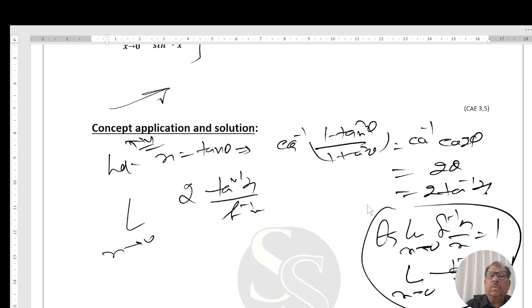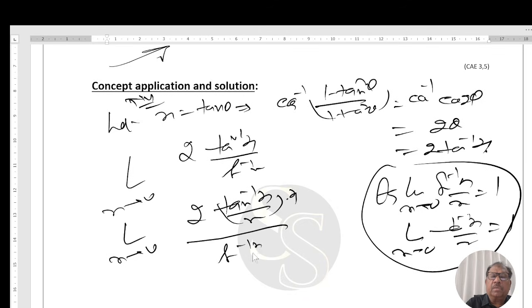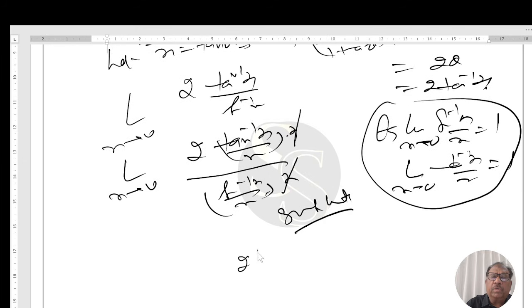Using this concept, we get limit x tends to 0, twice (tan inverse x upon x) into x, upon (sin inverse x upon x) into x. I am writing the complete procedure for CBSE board purposes. This cancels, this goes, substituting limits: twice into 1 upon 1, that is 2 is the answer.